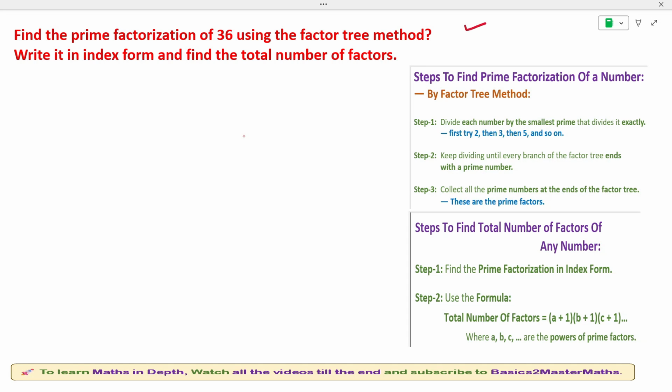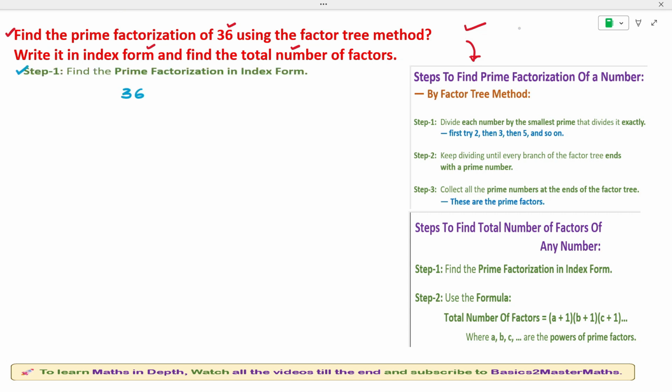Another tricky exam question. Let us solve step by step. Before solving the problem, please go through the below steps. Find the prime factorization of 36 using the factor tree method. Write it in index form and find the total number of factors.